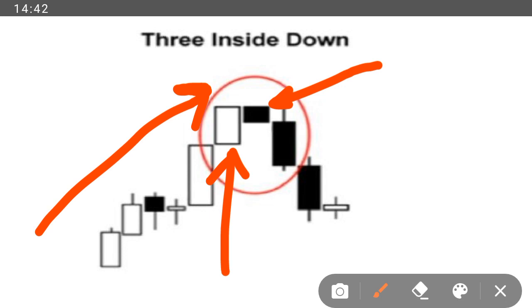So if you can remember when we were talking about Harami, the three inside up has a bullish Harami. The three inside down has a bearish Harami. So the first candlestick is bullish. The second candlestick is bearish, but small. Then the third one now confirms that sellers have taken over.